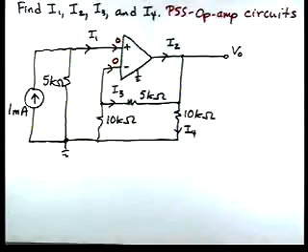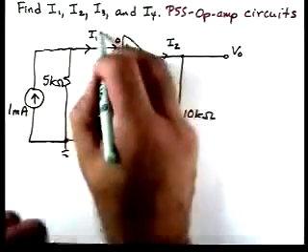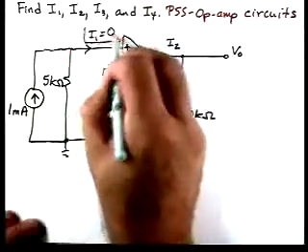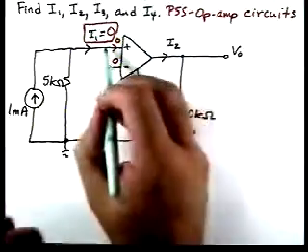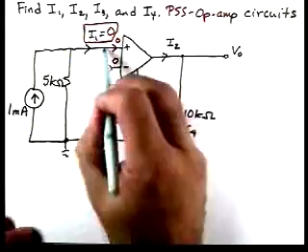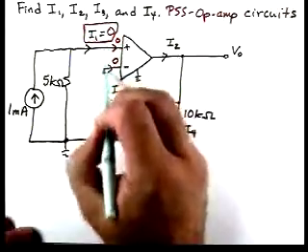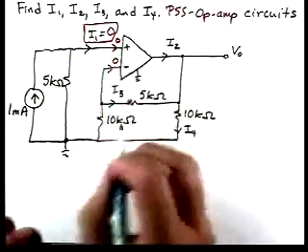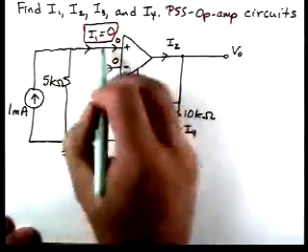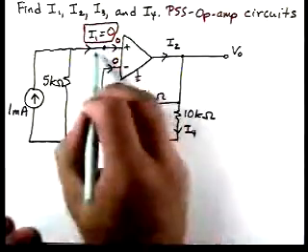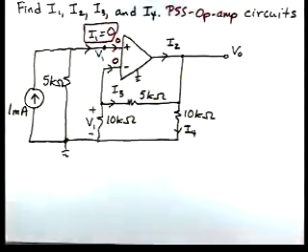So this tells us, for instance, that I1 is equal to 0. And if you'll also remember, the voltage between these two terminals is 0. So if I define this voltage as V1, then the voltage at this node with respect to ground is also 0.